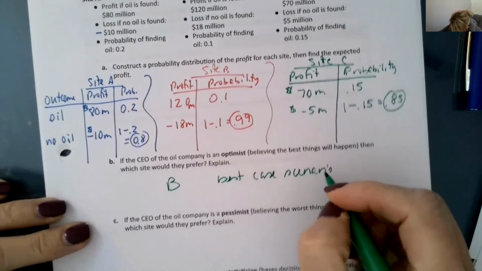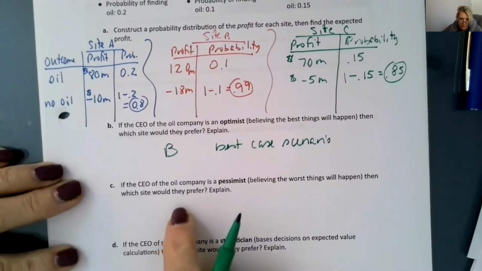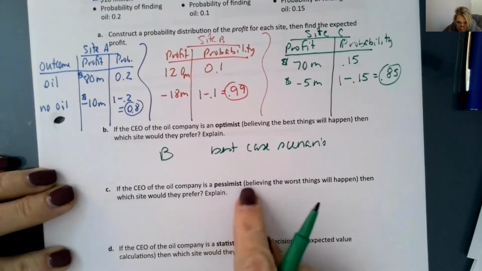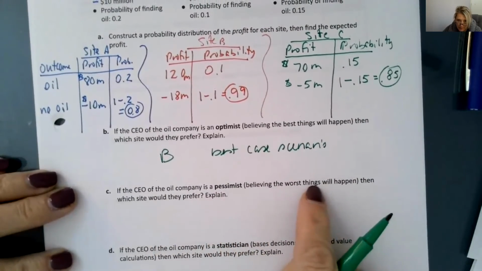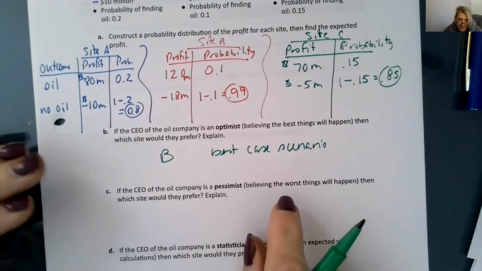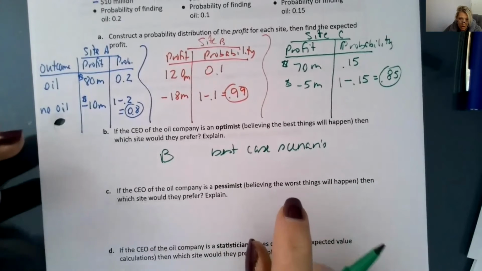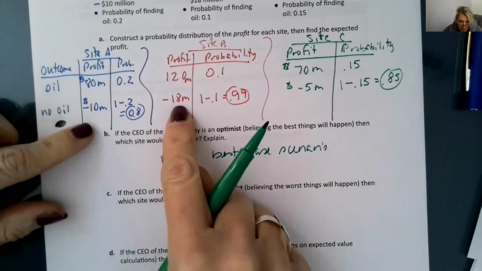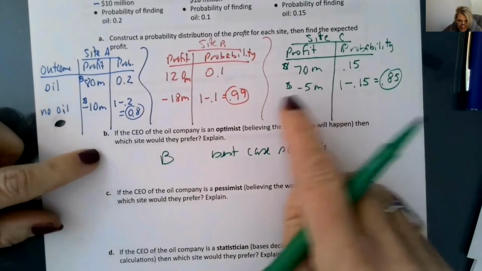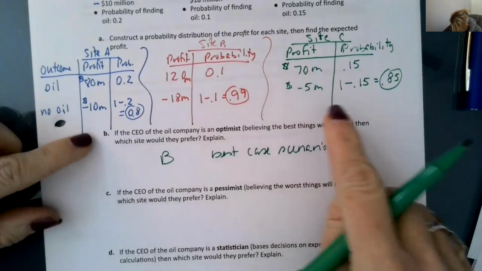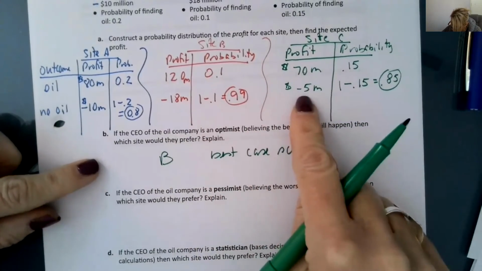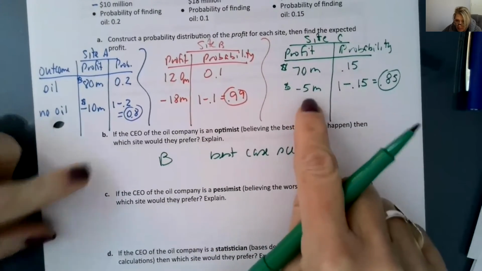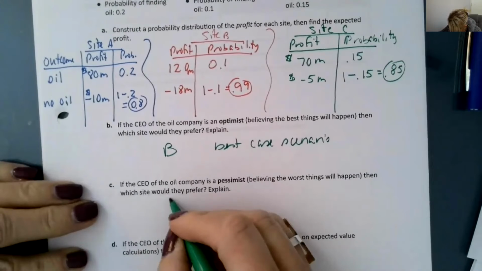If the CEO of the oil company is a pessimist, they look at the worst case scenario, which means they want to look at where they would lose the most and avoid that one. So in site B, they would lose the most. So they want to look at where they are going to lose the least. The least amount that they would lose if they don't find oil would be site C. So that's probably where the pessimist would go.